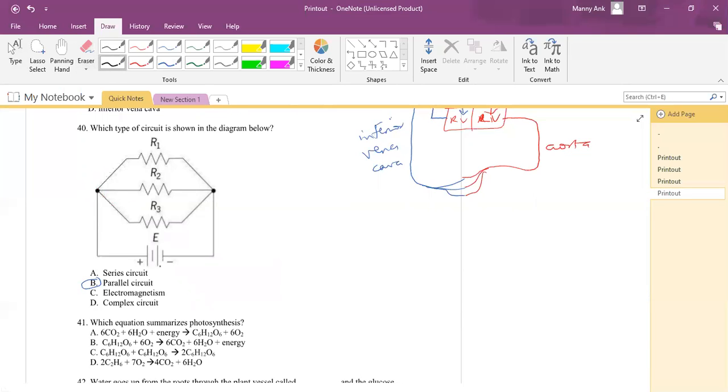Series, there's only one path. So if it's a series, you know, there's only one path. Yeah, that would be series.